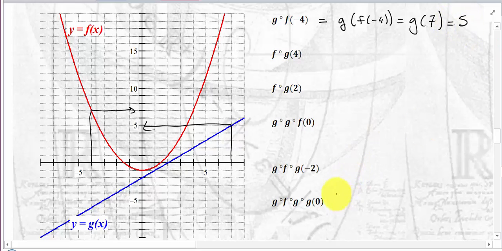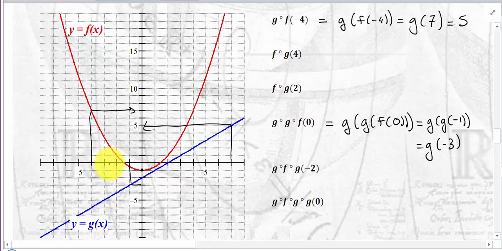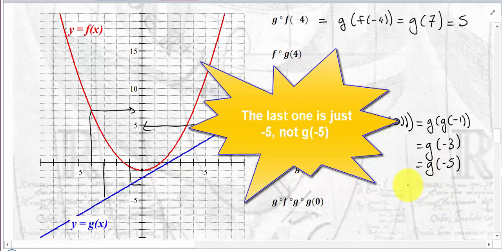Here, let me take something that seems a little bit more complicated. Let me look at this one right here. So this is g of g of f at 0. Of course, you can compose several times. So f at 0 is negative 1. So it's g of g at negative 1. G of negative 1 is negative 3. So it is g at negative 3. And g at negative 3 is negative 5. And so it is g of negative 5. That's it. I'm going to let you finish this one.